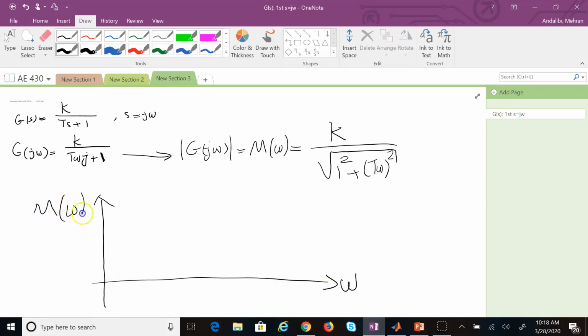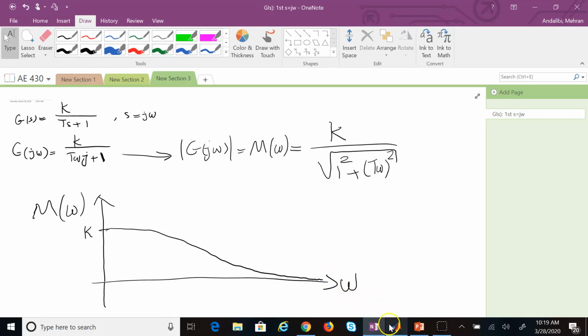How does it look? If I plug in omega equals 0, what would you get? Yes, k, right? Because the denominator will be 1, so you're going to get k. And what happens as I raise omega? Well, of course, the denominator gets bigger and bigger, so the whole thing will get smaller and smaller. Ultimately, as omega goes to infinity, the whole ratio goes to 0, so I expect behavior like this.